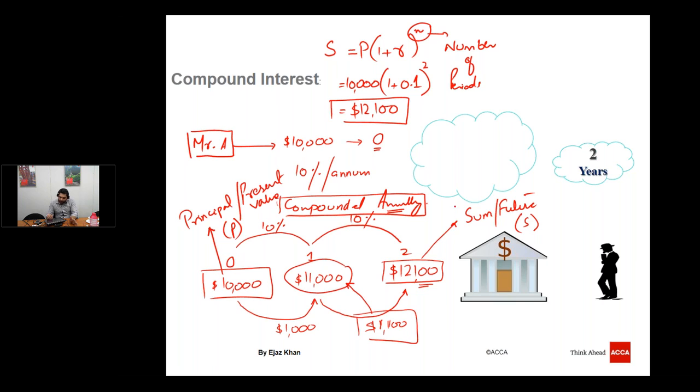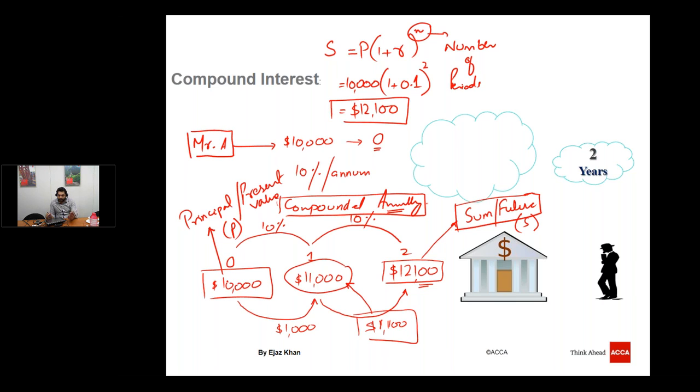Remember, future value means you are going to add the amount of interest. And if we are to calculate the principal or present value, we are actually going to deduct the amount of interest accrued during the period. So the basic difference between present value and the future value is the amount of interest charged during the period.